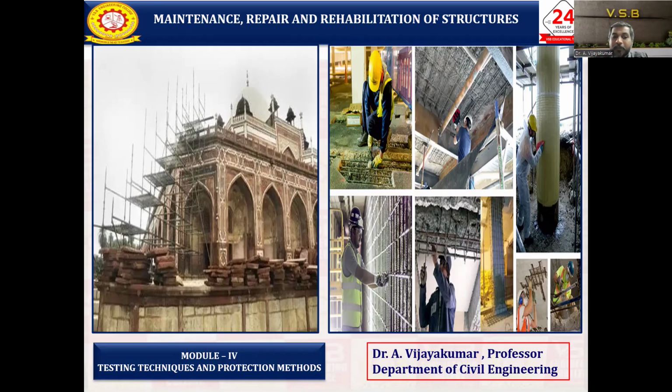And the second chapter is the protection methods. These are the measures adopted to prevent deterioration and enhance the durability of the structure. We want the structure to have good durability. For that, we are going to implement several protection methods to prevent deterioration and enhance the life of the structure. We will discuss the detailed testing techniques and protection methods in Module 4.